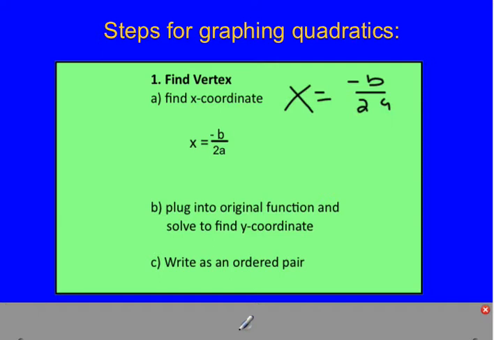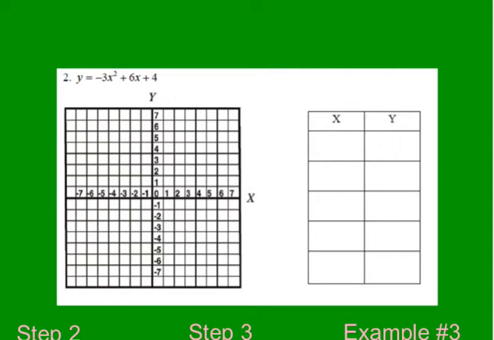Now let's go ahead and graph it using a vertex, or at least calculate the vertex. The first thing we want to do is x equals the opposite of b over 2a. Remember, b is always with the x term, a is always with the squared term, and c is always our constant, the thing that is just a number. So -6 divided by 2 times -3, so I end up getting -6 divided by -6, which is 1.